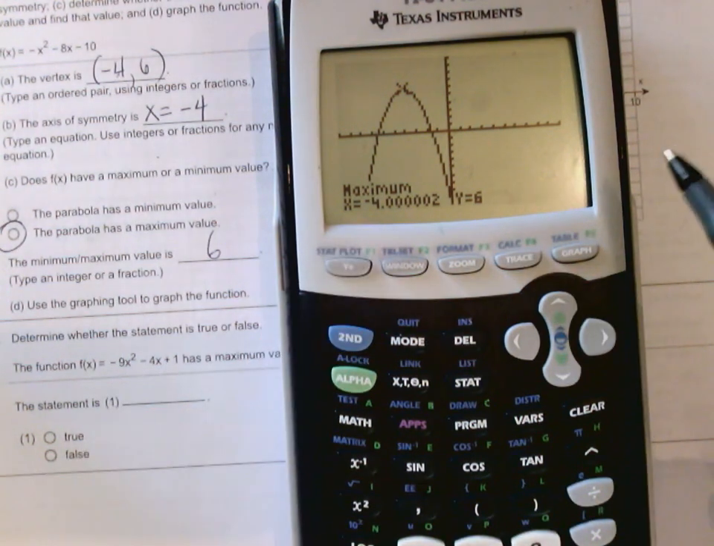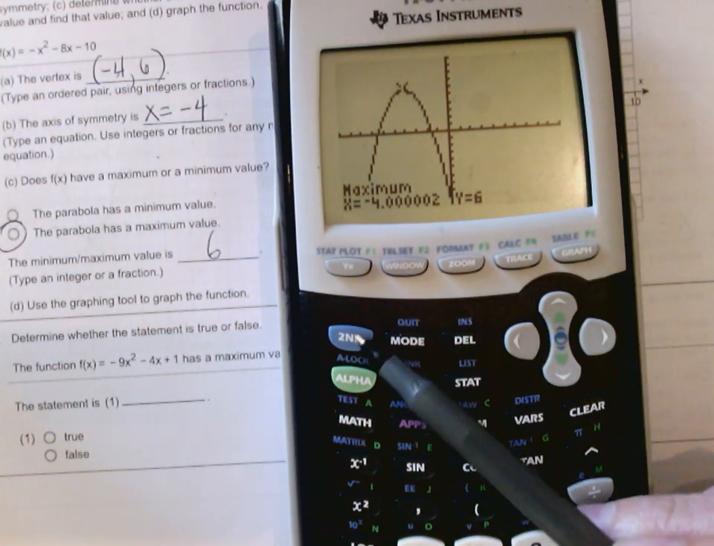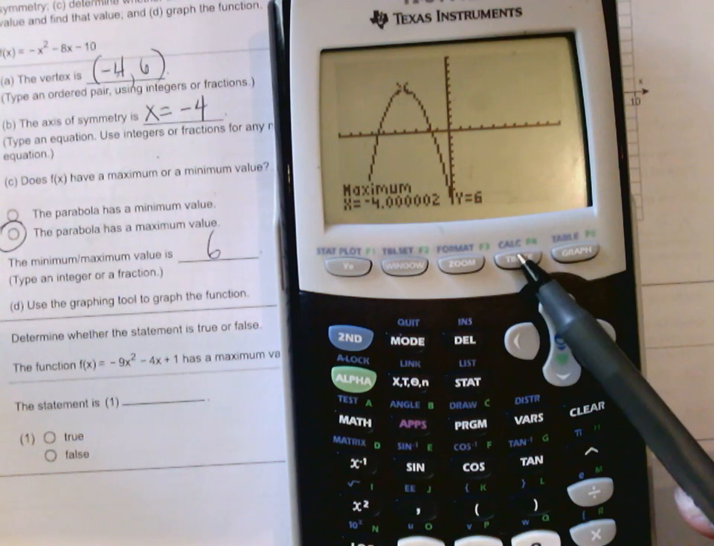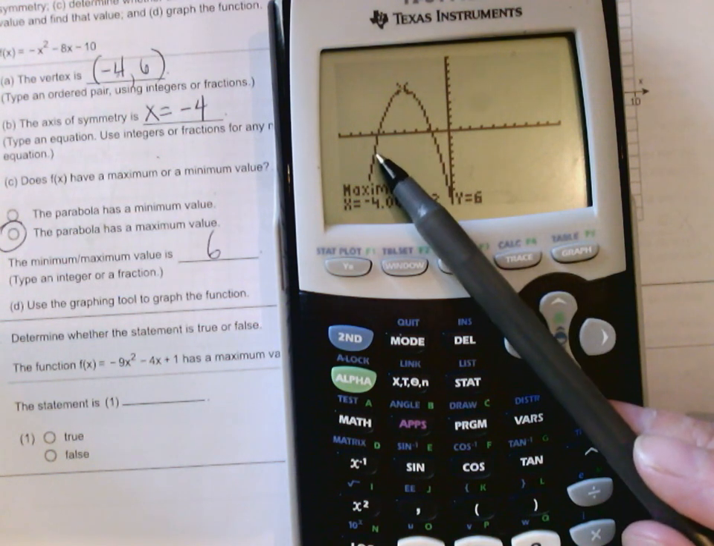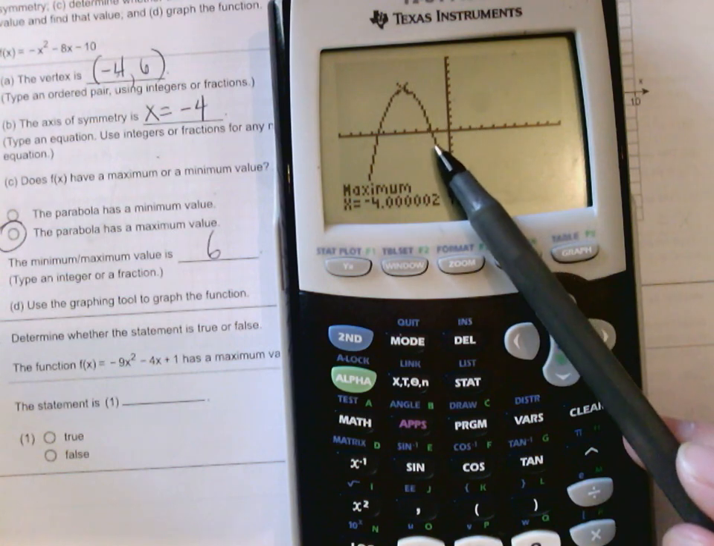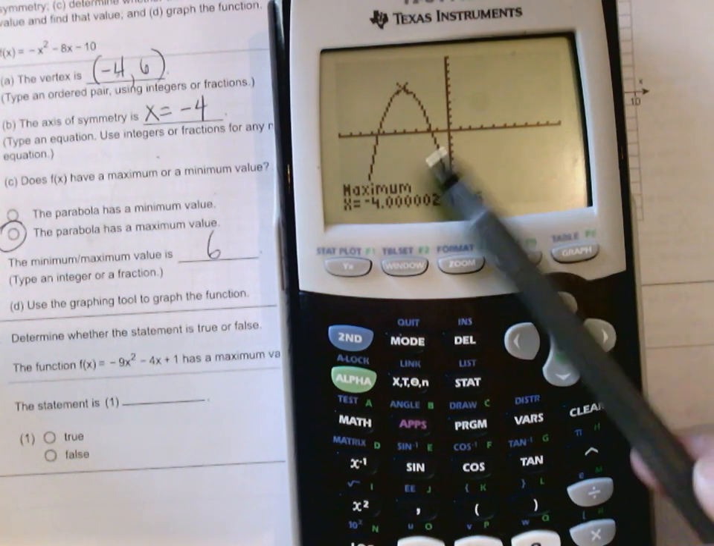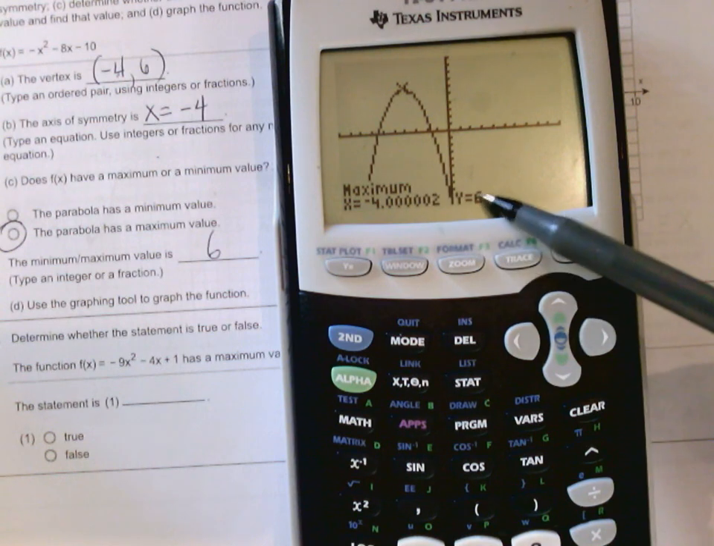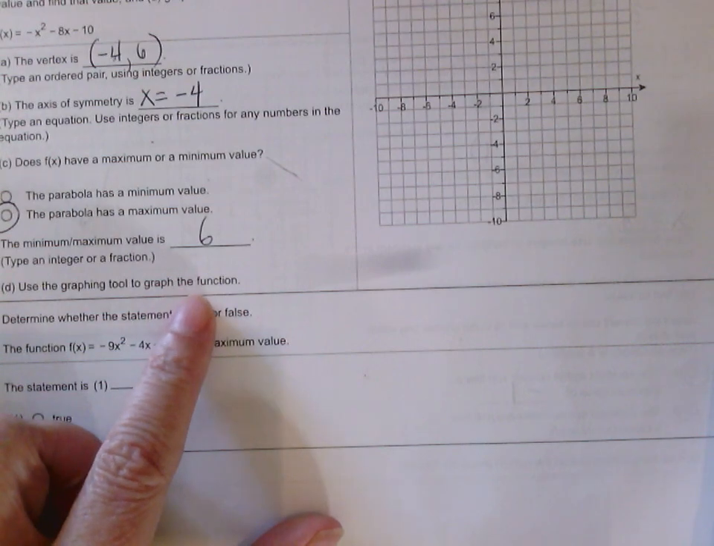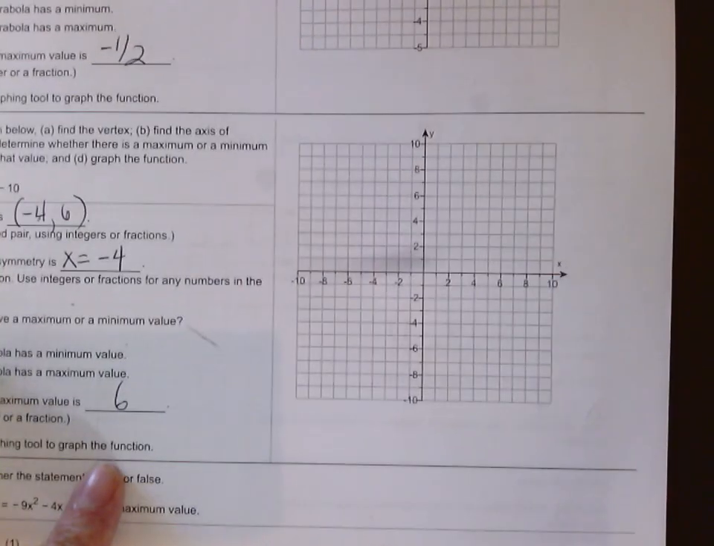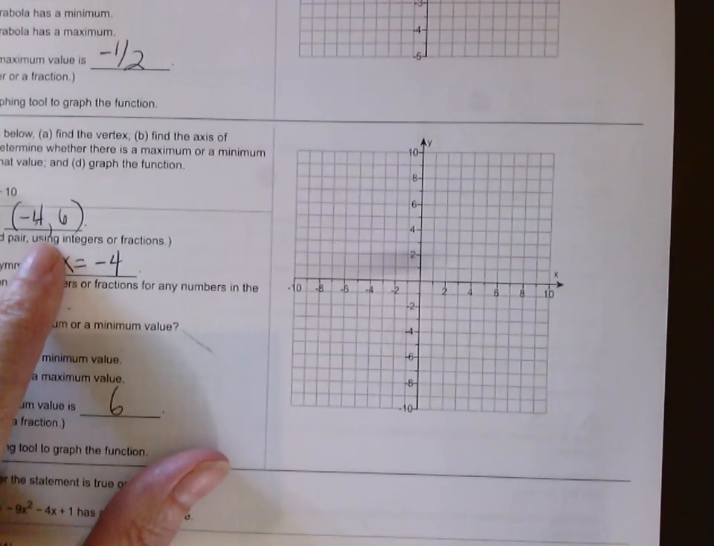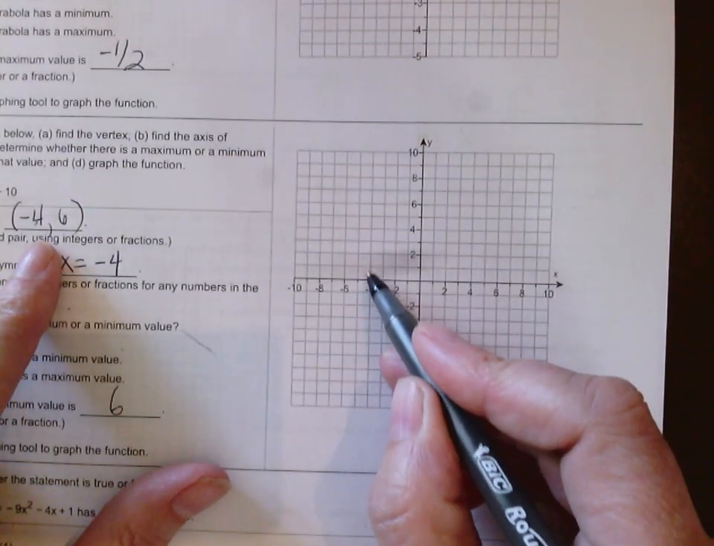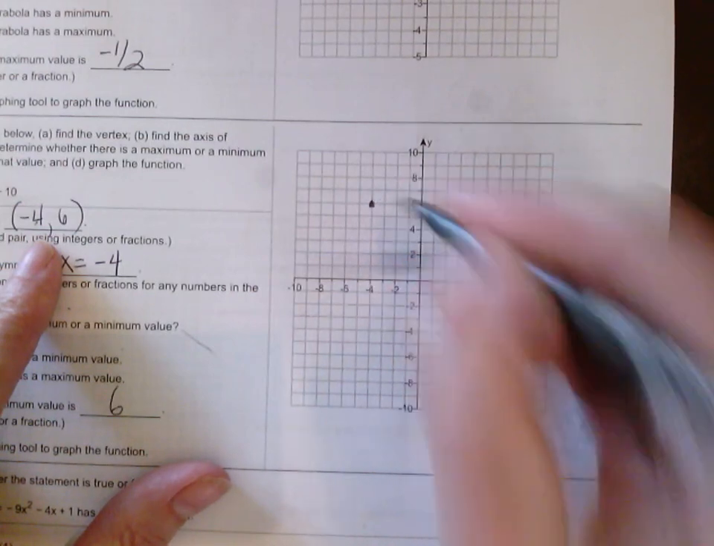You can use that instead of the opposite of B over 2A. Again, that was just second calc. Put the cursor on the left, hit enter, move the cursor over to the right, hit enter twice, and then it'll tell you what the vertex is. Then it's going to say use the graphing tool to graph the function. Again, the first thing it's going to ask you to plot is the vertex, so you have -4, 6. You'll have to plot that point first, and then any other point.